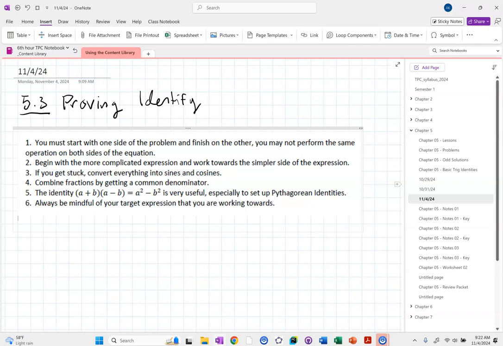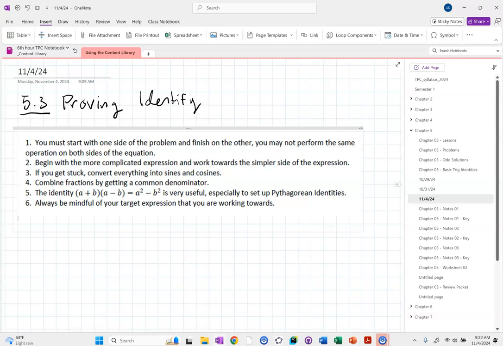If you get stuck, changing everything into sines and cosines is usually an effective strategy to get you to the finish line. It may not be the shortest, but it usually will help you see your way through. If you're like, I don't have any idea how I'm going to get from here to here, if I convert everything into sines and cosines, usually we can stumble our way to the finish line after that. Remember, to combine fractions, you need a common denominator.